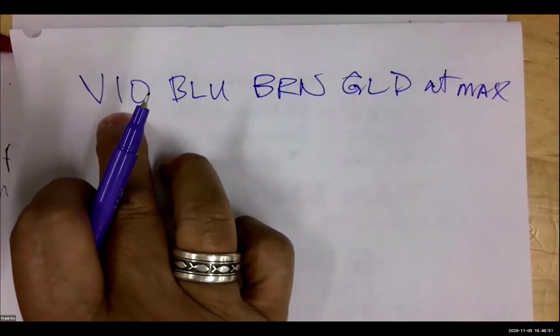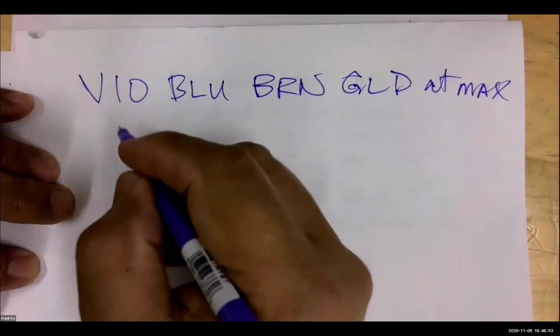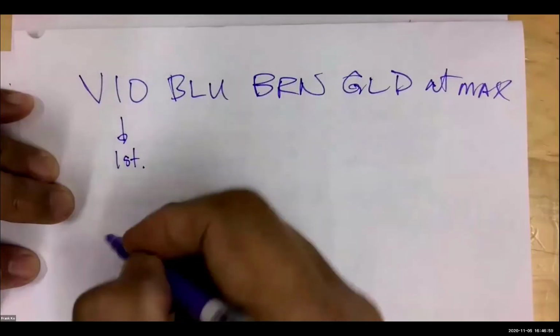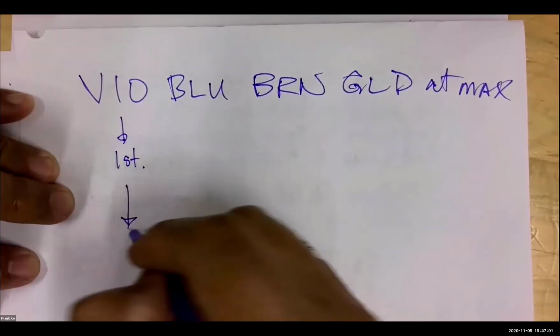First color band is violet. What does it represent to us? It represents the first digit. Okay, that's my first digit. And my first digit happens to be what value?